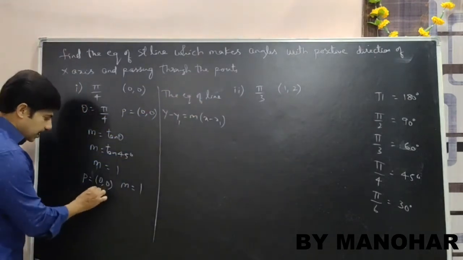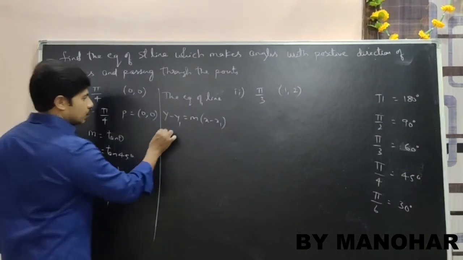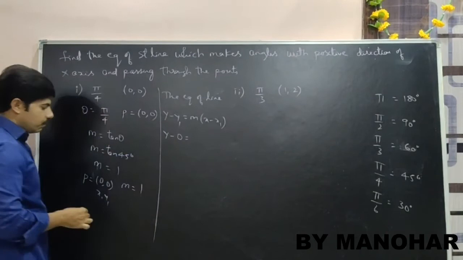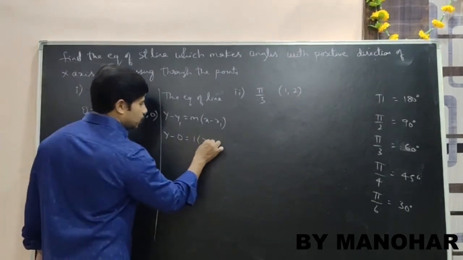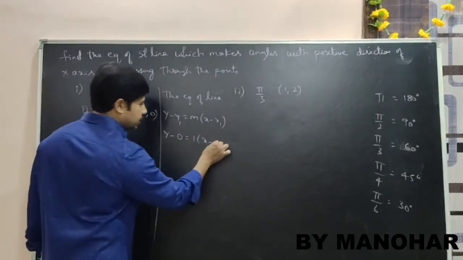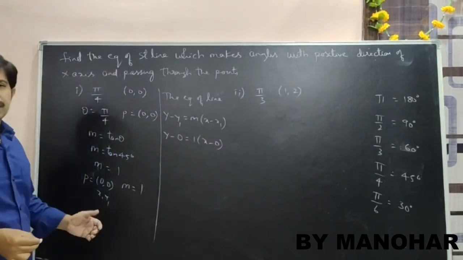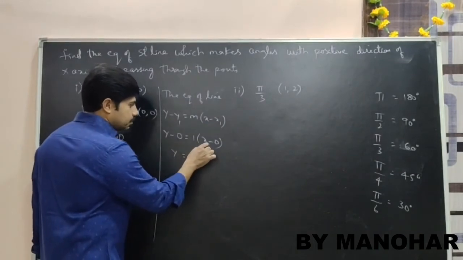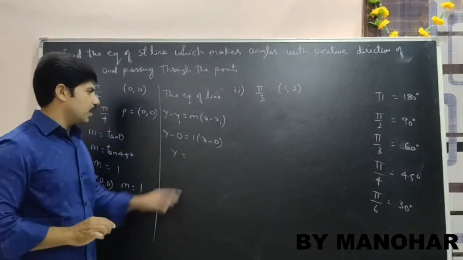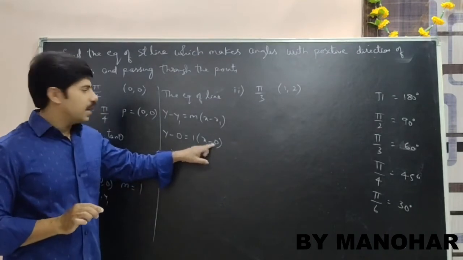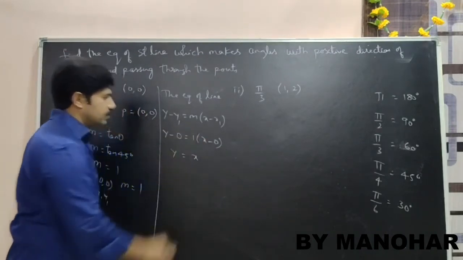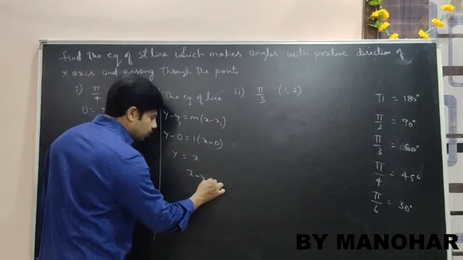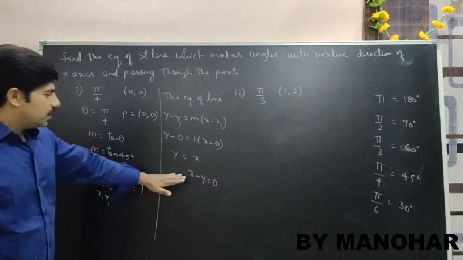Now this is x1 comma y1. So y minus y1, what is y1? y minus 0 is equal to m value is 1 into x minus x1 is 0, right? So now y minus 0 is y, x minus 0 is x, x into 1 is nothing but x. So now what is the equation of line we get? x minus y is equal to 0 is the equation of line.